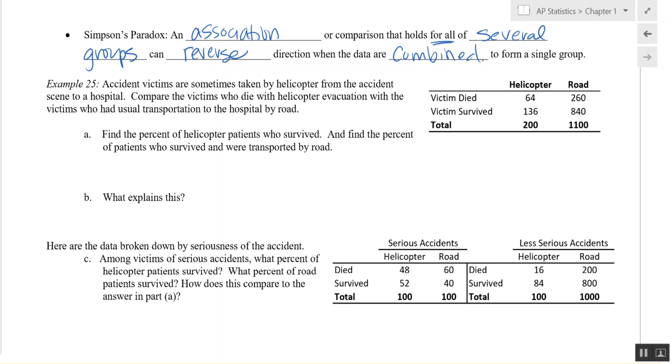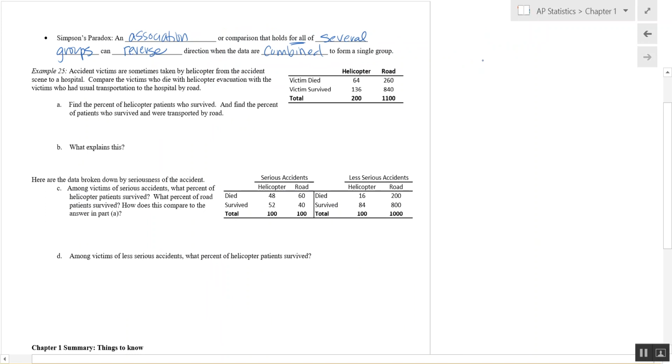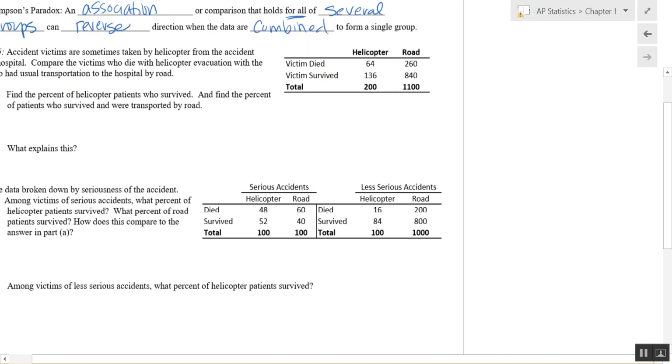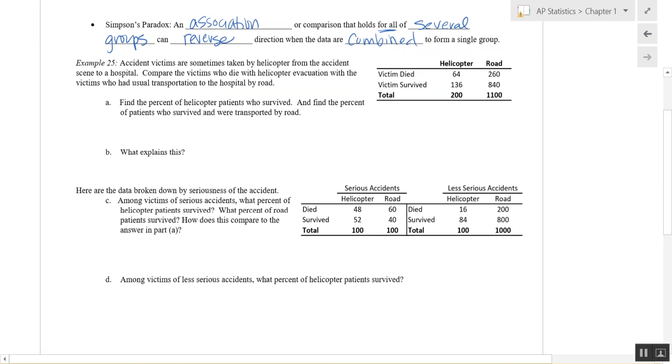Okay, example 25. Accident victims are sometimes taken by helicopter from the accident scene to a hospital. Compare the victims who die with helicopter evacuation with the victims who had usual transportation to the hospital by road. So helicopter, road, victim died, victim survived. Something to think about when you end up having to be transported in a helicopter: what do you know about your injuries? They're going to be more severe, versus taking someone by ambulance to the hospital. They call a helicopter when it's severe. So that's something to consider when we analyze this.